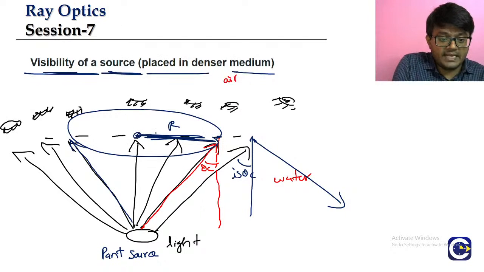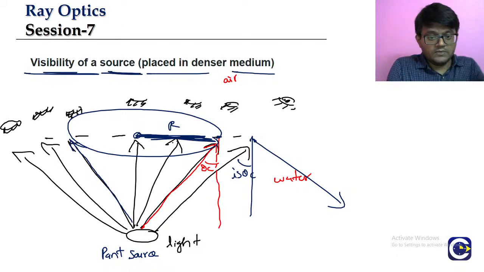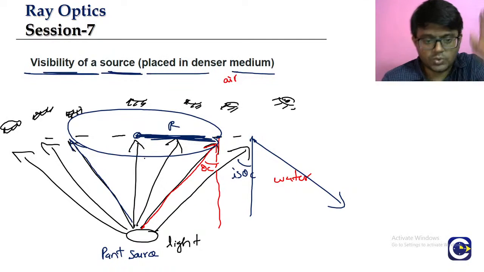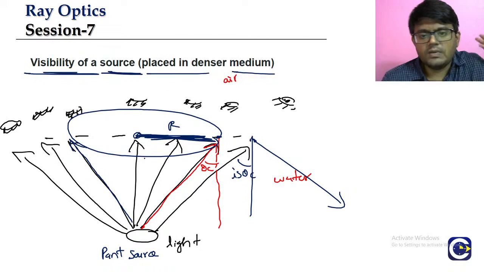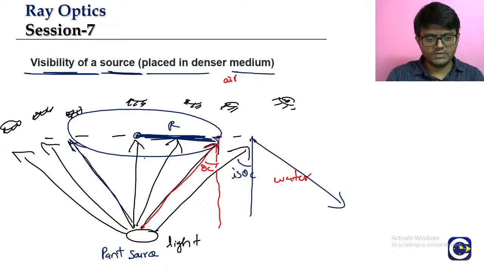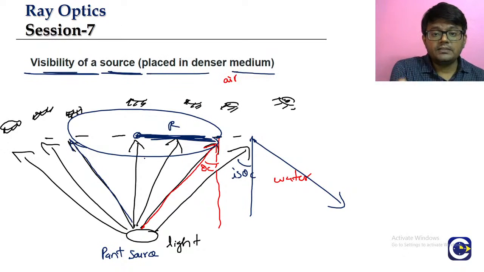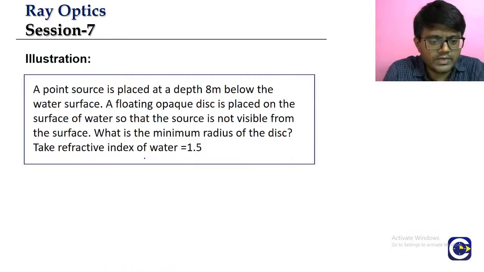So from that central line, if you consider this as R, you think about a full circular region with that radius. Only through that region can we see the source. Outside the region, we will not be able to see the source. Why is it happening? Because the light rays coming from the point source, beyond some point, will undergo what? Total internal reflection. That is the reason why we will only be able to see the light ray in a particular region. Okay, so now we look at a question based on this.